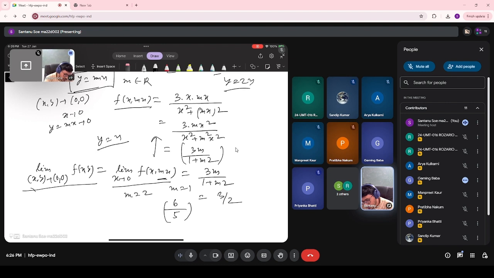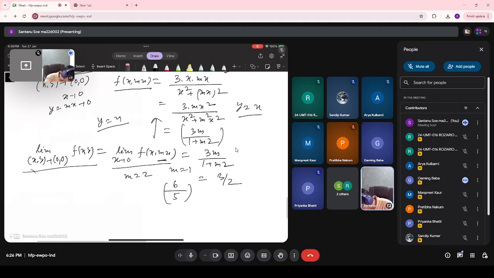No, if you take y equals x, then it is the same as taking x equals y, right? Correct. So you have to be very clever in such a way that the limit tends to 0, because you need x comma y tends to 0 comma 0.